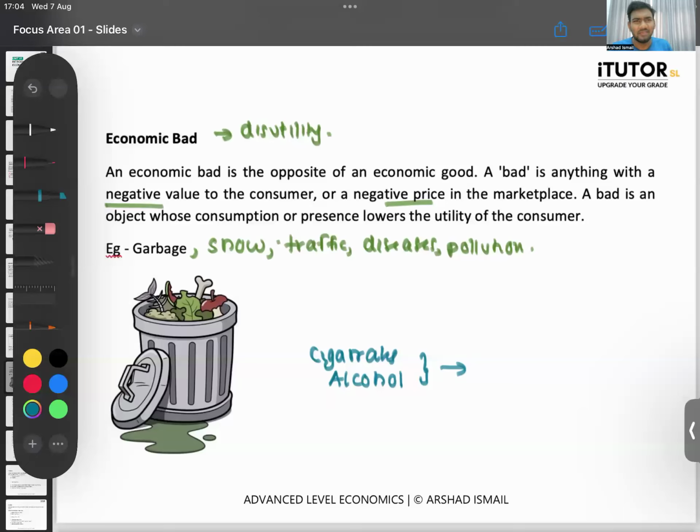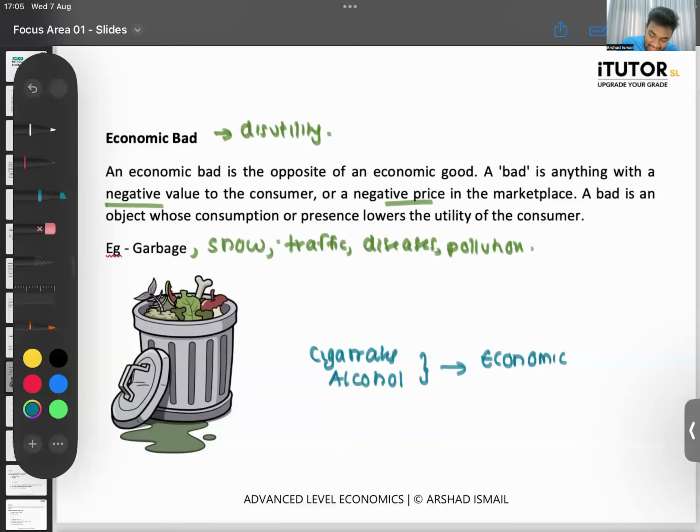Why do you think you're paying money to buy the cigarette? Because it's providing you some sort of satisfaction. No? Whoever is smoking is paying money and buying the cigarette because he feels something. He gets something. That's why he's paying and buying it. Why is someone paying money and buying a bottle of alcohol? Because he feels he's getting something, right? So these are economic goods.